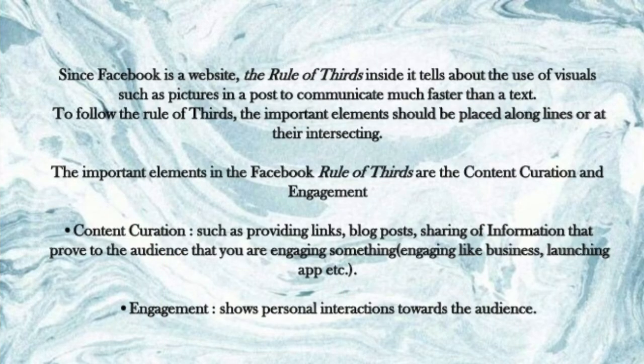Since Facebook is a website, the rule of thirds inside Facebook is different, as it has two important elements, which are content curation and engagement, to prove that they are following the rule of thirds. The first element is content curation. In content curation, you can see all the contents inside the page on the Facebook website, such as the posts, information, and links that you find in the about part of the page or in the caption of the main posts.